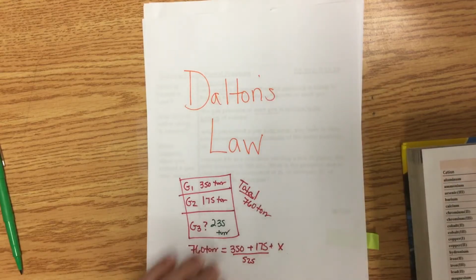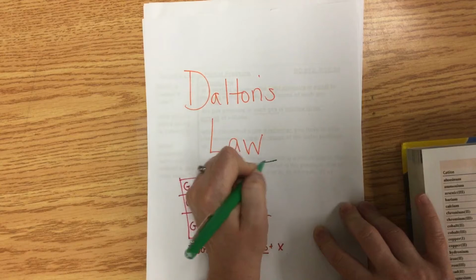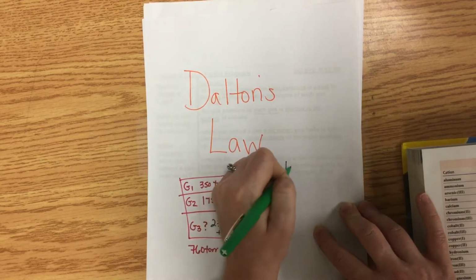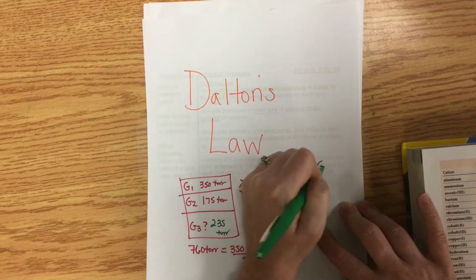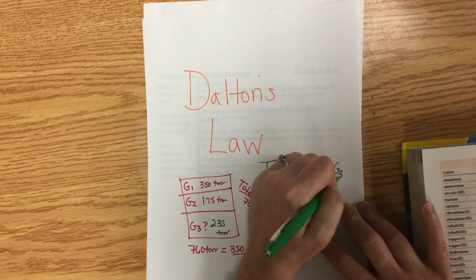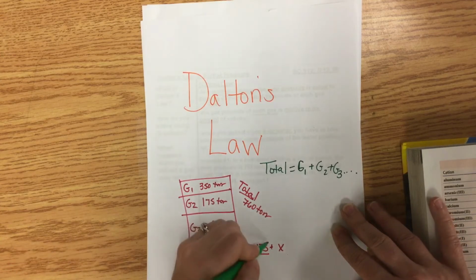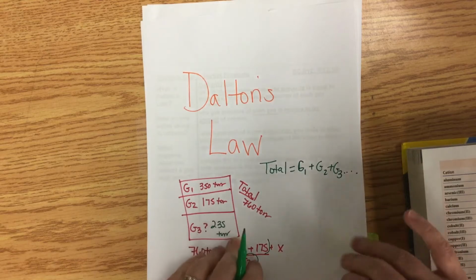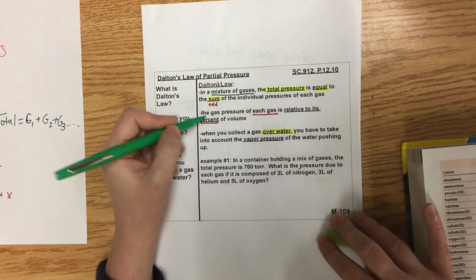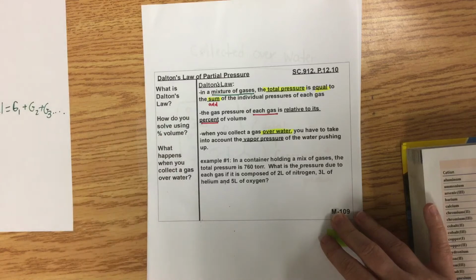And so that's the first scenario within Dalton's law, that the total pressure equals the pressure of gas 1 plus gas 2 plus gas 3, and so on. And so we can just manipulate that equation to give us what we want. Okay, so that's the first scenario. The second scenario is that the pressure of each gas is relative to its percent volume.